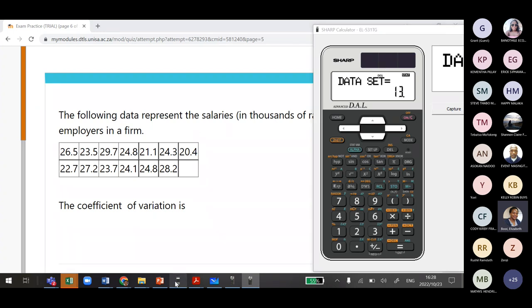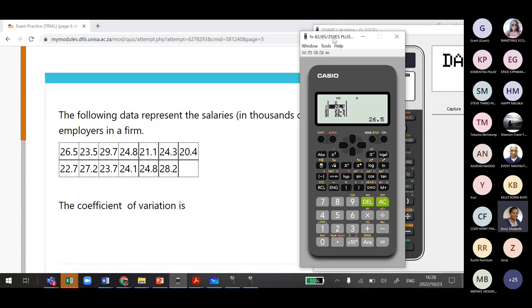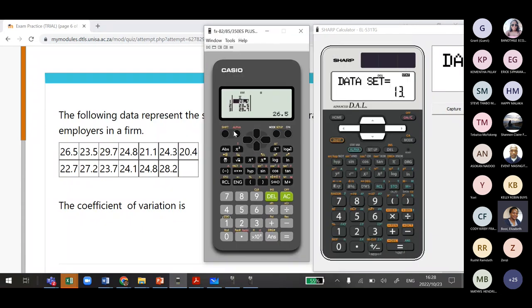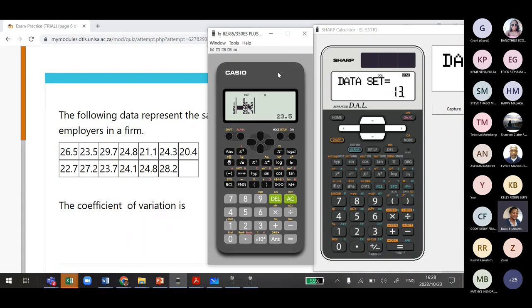Whereas with the Casio, if I double check my data and I see that number one, I captured it incorrectly, it's still fine. I can replace the value by just pressing what it should be and press equal, it will replace the same value there and so on. With the Sharp calculator, you cannot. So I hope you all have your information in.